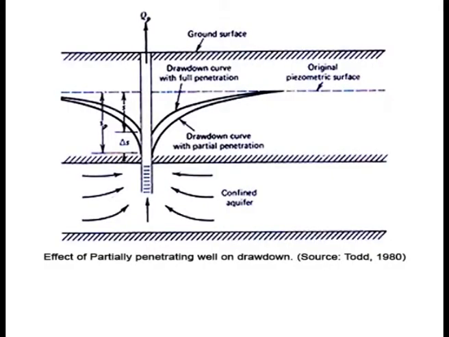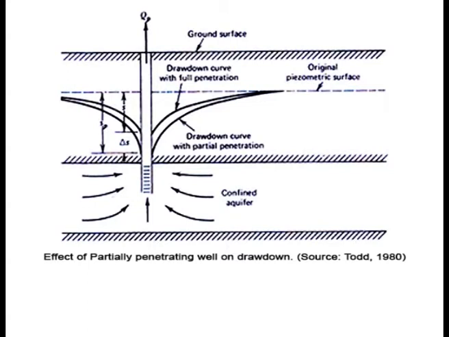If you observe this diagram, you will see that in a fully penetrating well, there is a horizontal flow, but in a partially penetrating well, the flow is not horizontal, it is slightly curvilinear. So in a partially penetrating well, the drawdown is more than in the fully penetrating well. So if this situation comes, how will we determine this drawdown?